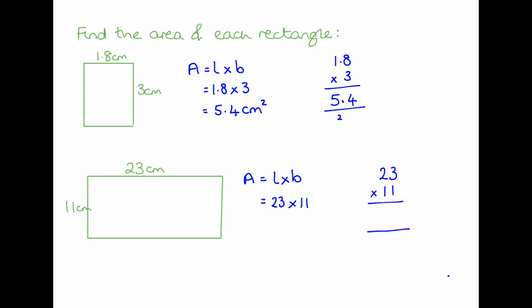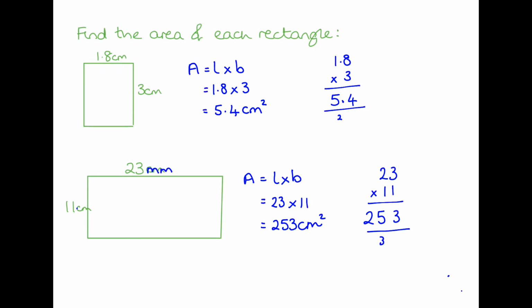So we'll do 3 times 11 is 33. 2 times 11 is 22. Add the 3, makes 25. So this is equal to 253 square centimetres.